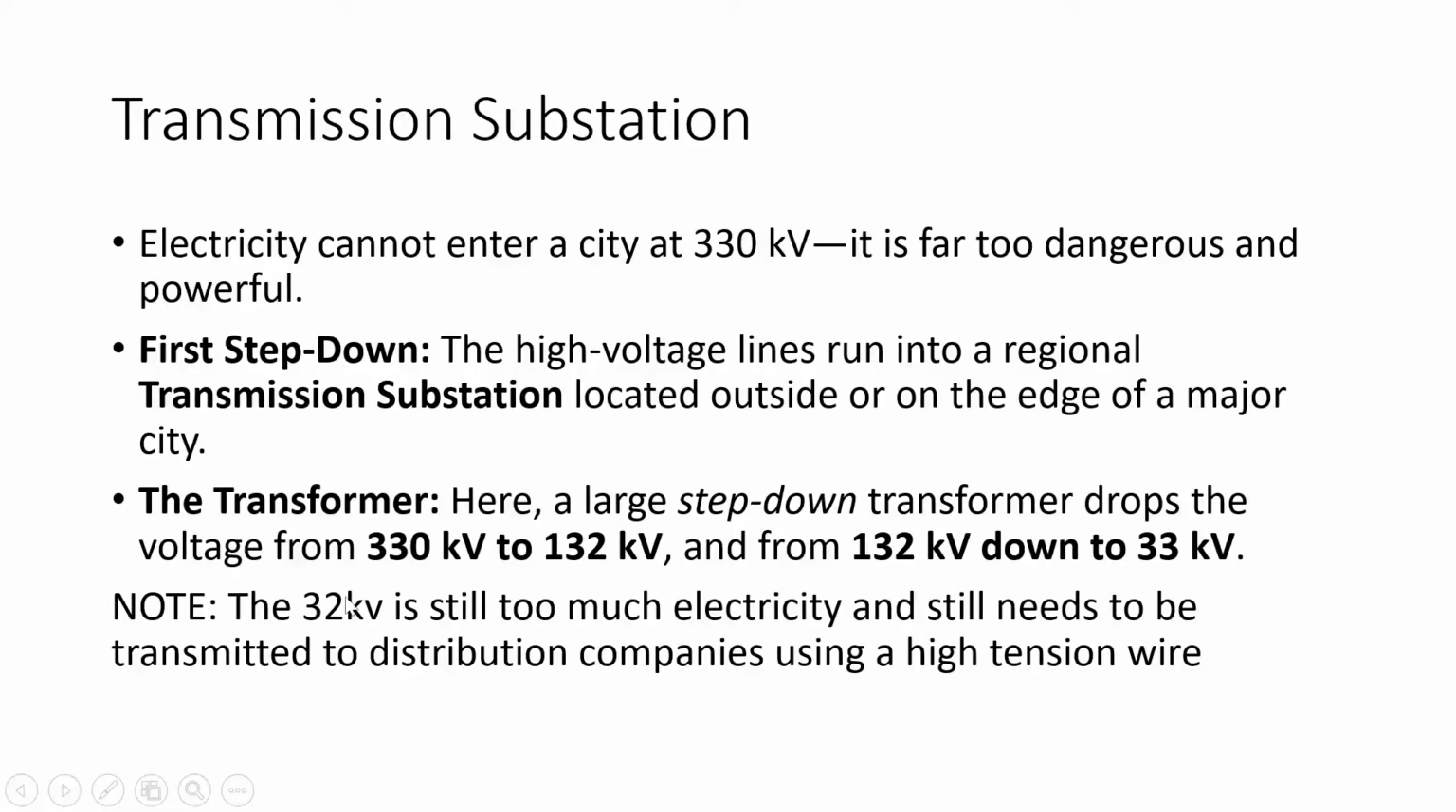So now you can see what we have here. Note, this 33 kilovolts is still too much electricity and still needs to be transmitted towards distribution companies using a high tension wire. So you can see that from 330 kilovolts, it was stepped down towards 33 kilovolts. But this 33 kilovolts is still too high. Good. So since the 33 kilovolts is still too high, it needs to be transmitted towards distribution companies.